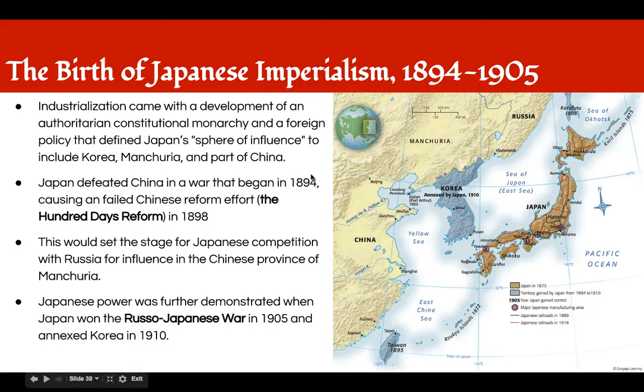You have a reading on the industrialization and the changes in Japan, and then a quick activity related to that.